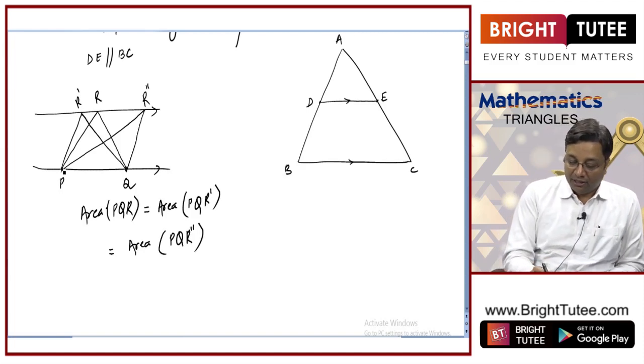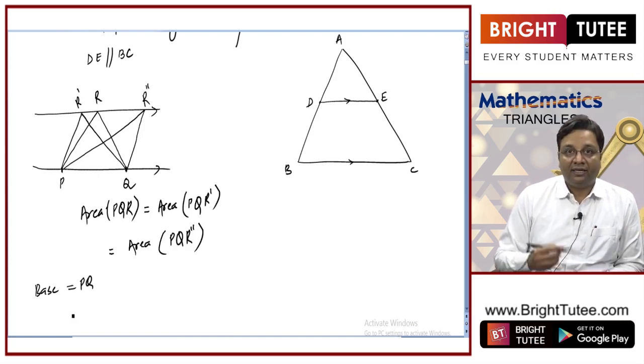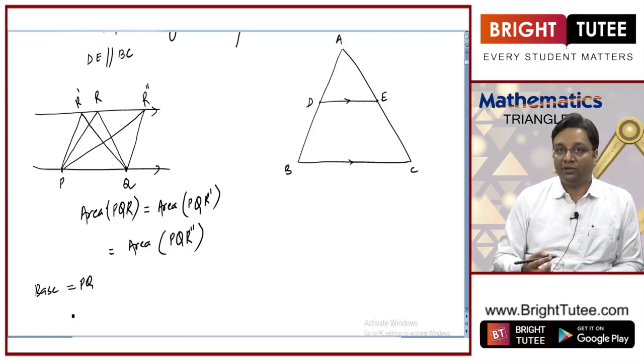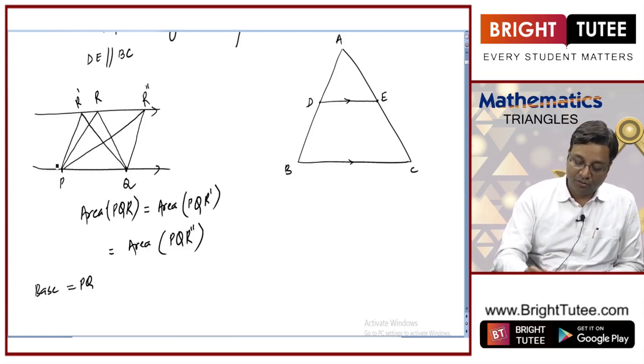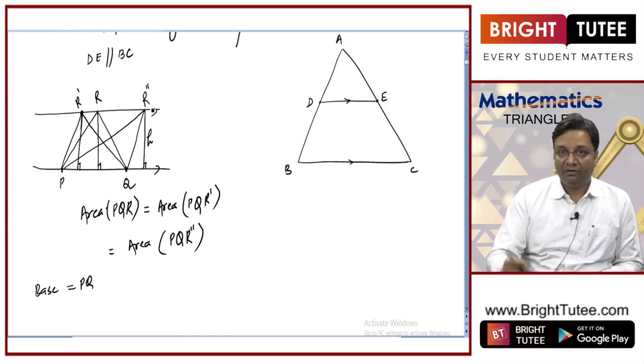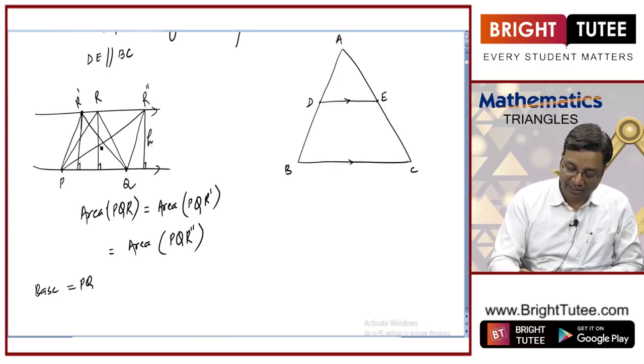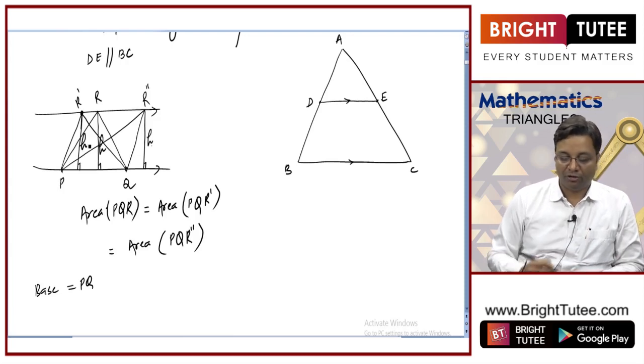Why? Because all the three triangles have got the same base. The base for all these is PQ, and the height will also be the same for all these three triangles. Why? Because these are two parallel lines. If you drop a perpendicular from any of these vertices, this length will be equal to this height h, the gap between these two parallel lines, right? So, if this is h, this will also be h and this will also be h.